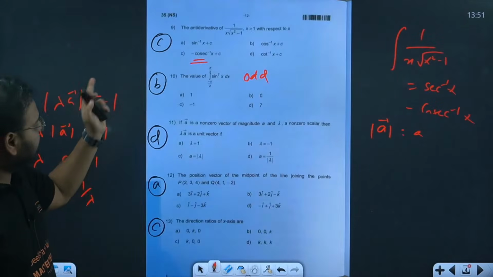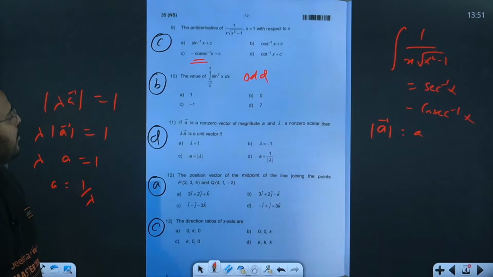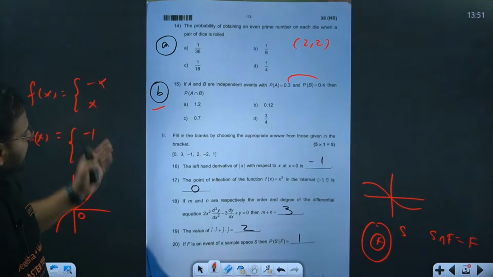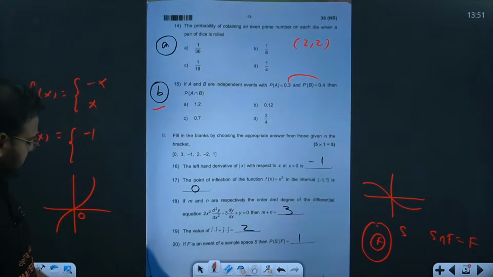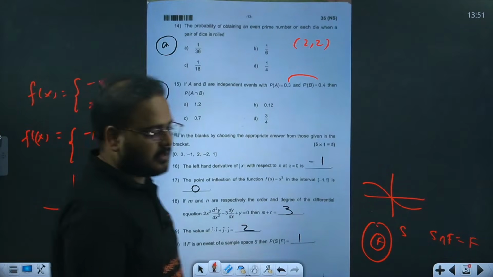Okay. Next is 9 to question number 13. These are your answers. C, B, D, A, C. All right. Next is 14 to 20. These are your answers. Please check. Okay. Are these clear? Can I move on?